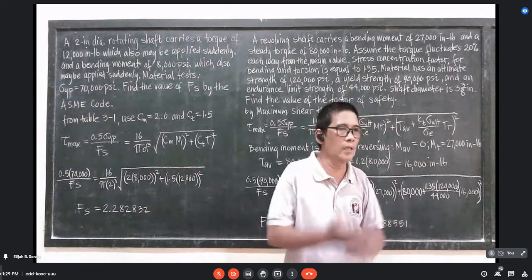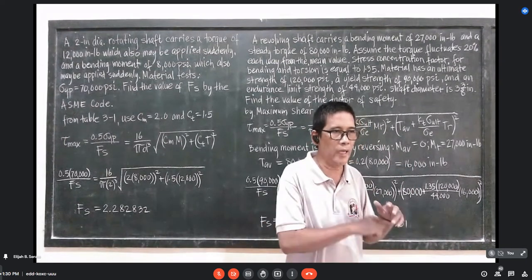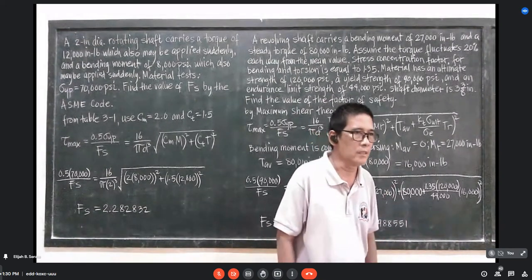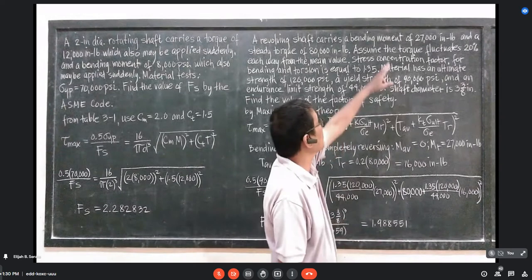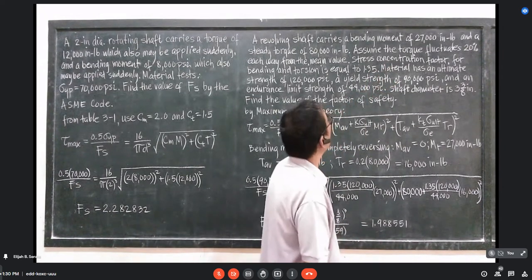So there is a variation of the moment. So you take the mean and you also take the range. However, there's only one. So there's only one bending moment, 27.